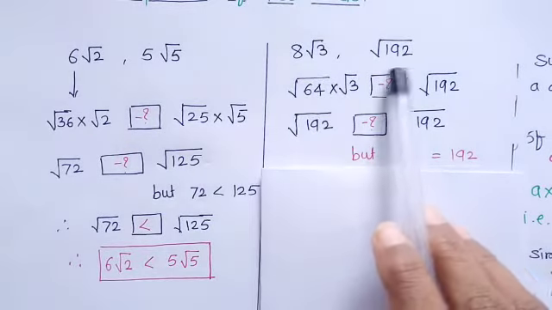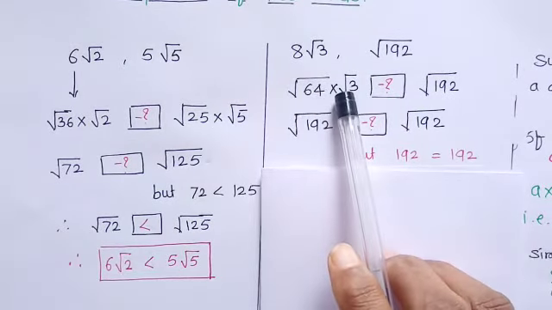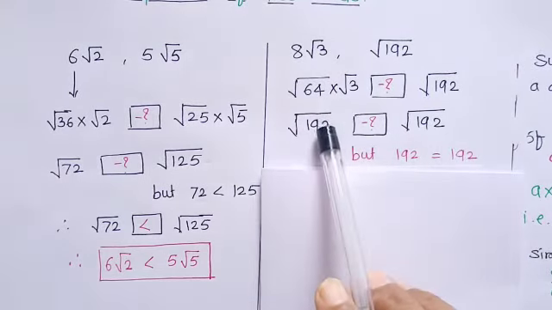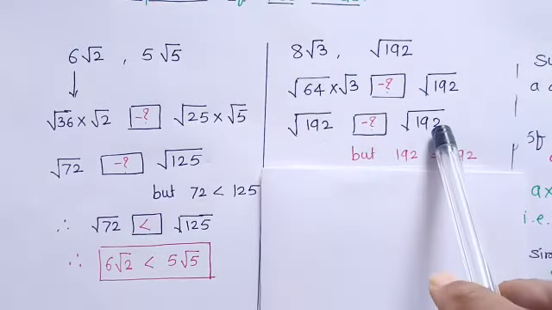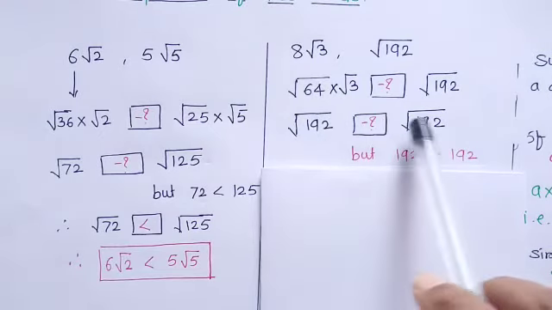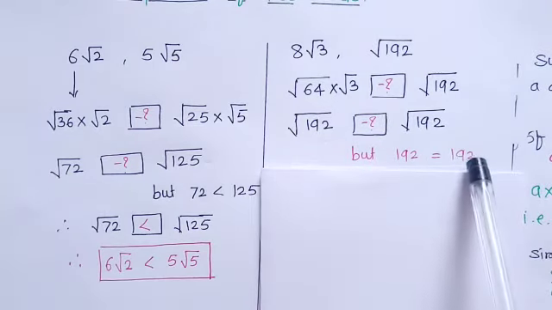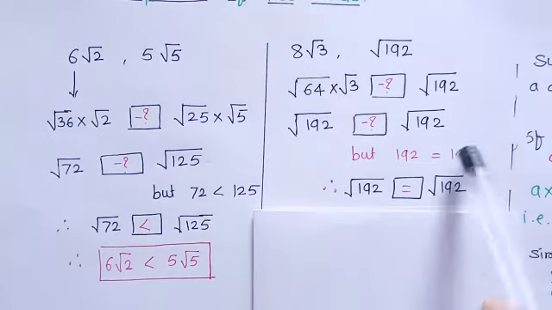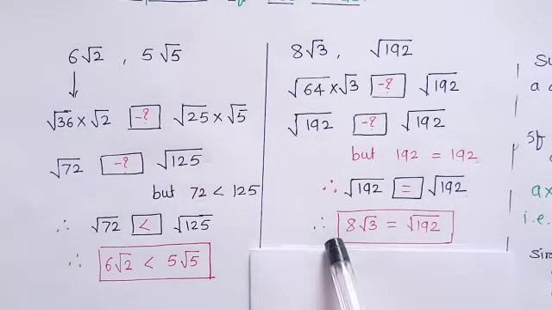8 root 3 and root of 192. So 8 root 3 can be written as root of 64 into root of 3, and root 192 as it is. So 64 into 3 is the answer, and the answer of that number is 192. So root of 192 and root of 192. You can easily see that these two numbers are equal, but we are going to do it by the process. So a square is equal to b square, that means a must be equal to b. And therefore root of 192 is equal to root of 192, and hence 8 root 3 is equal to root of 192.